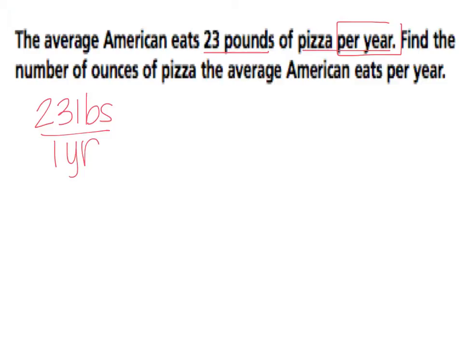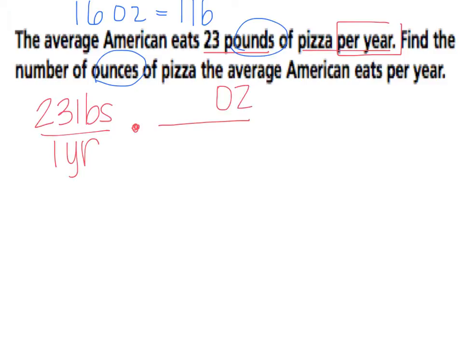And it wants us to go from pounds to ounces. So using your conversion chart, how many ounces are in a pound? You should have found that there are 16 ounces to 1 pound. So just like we practiced, we're going to multiply. We want ounces, so we need to put that on the top and pounds on the bottom. So now let's plug in our numbers. We know that there are 16 ounces in 1 pound.